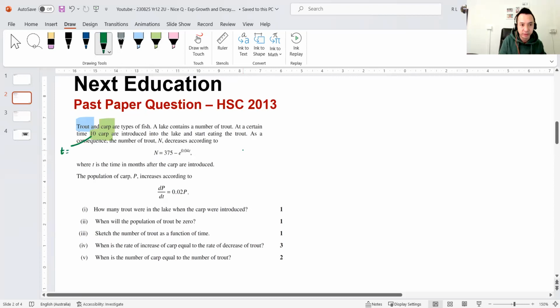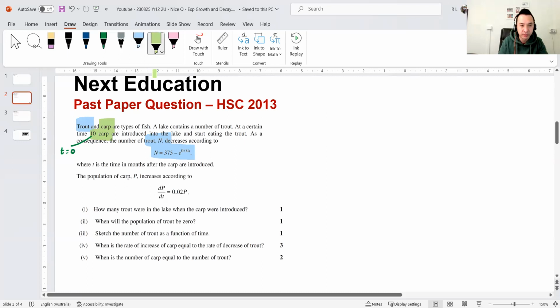So when t equals 0, 10 carp are introduced into the lake and start eating the trout. I'm assuming carp would increase and trout will decrease. As a consequence, the number of trout, which is blue now, is this. It's quite important to identify what relates to trout and what relates to carp so you don't confuse yourself. Here t is the number of months after carp are introduced.